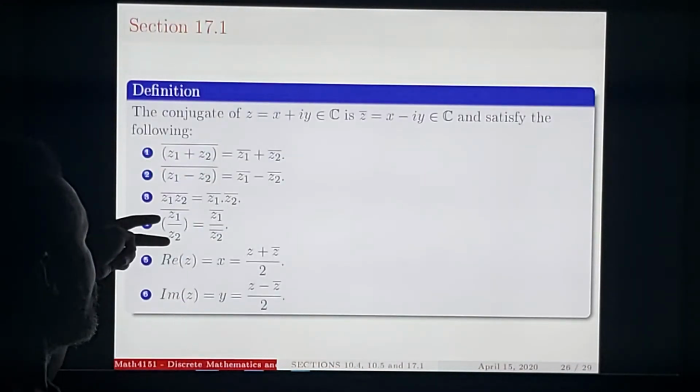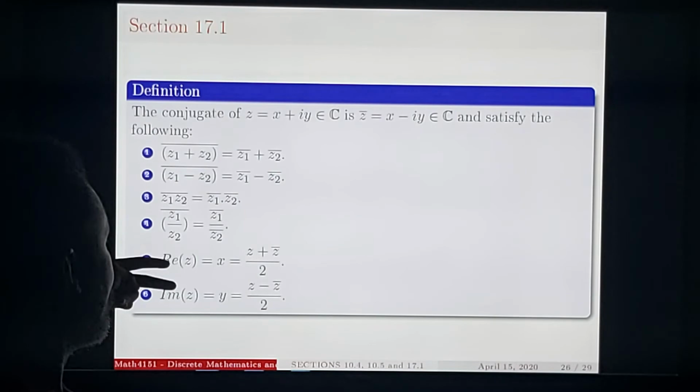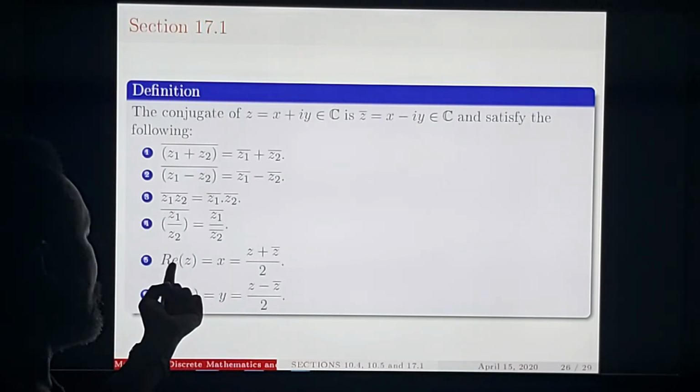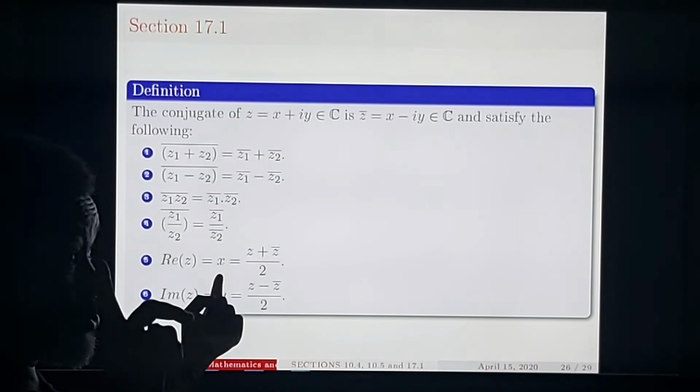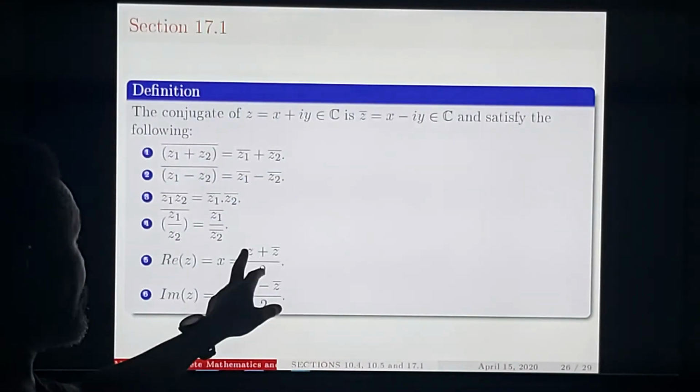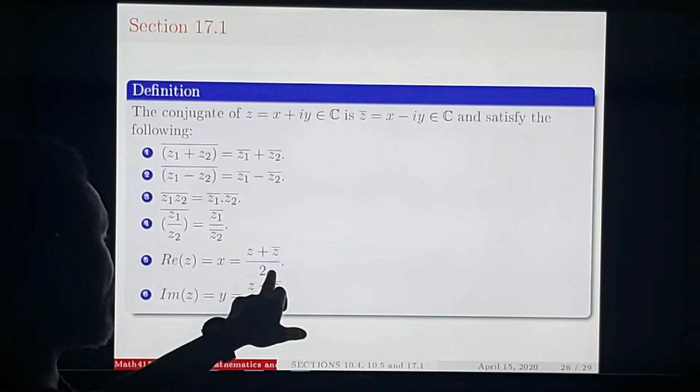Okay? This one, similar. This one and this one, I'm just giving you the definition, which you can prove. So the real part of z is x. We already saw that. z is this, so the real part is x. And this is given by z plus the complex conjugate of z, divided by 2.